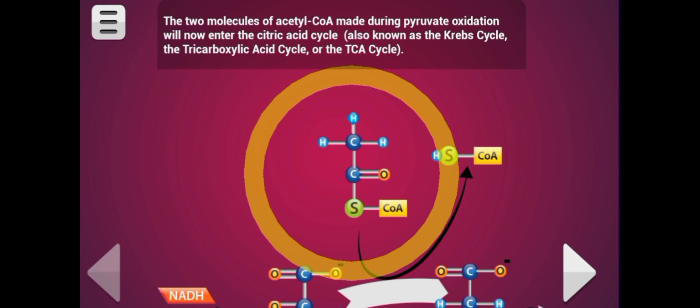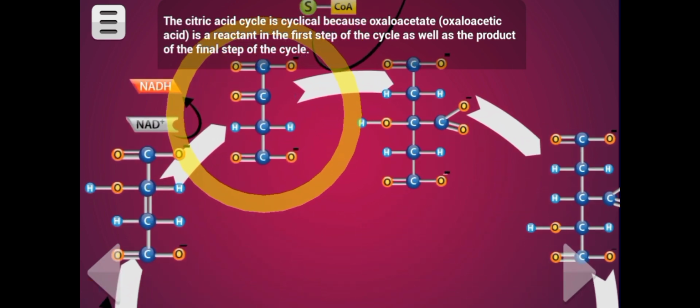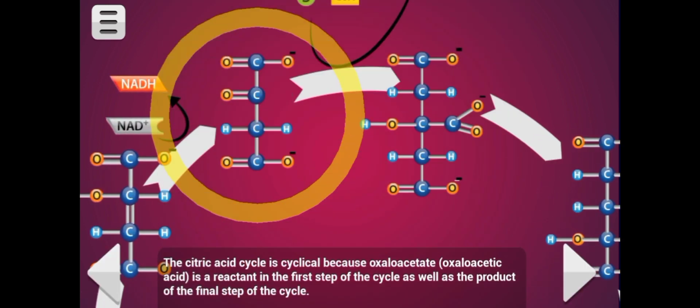The two molecules of acetyl coenzyme A, made during pyruvate oxidation, will now enter the citric acid cycle, also known as the Kreb cycle, the tricarboxylic acid cycle, or the TCA. The citric acid cycle is cyclical because oxaloacetate or oxaloacetic acid is a reactant in the first step of the cycle as well as the product of the final step of the cycle.